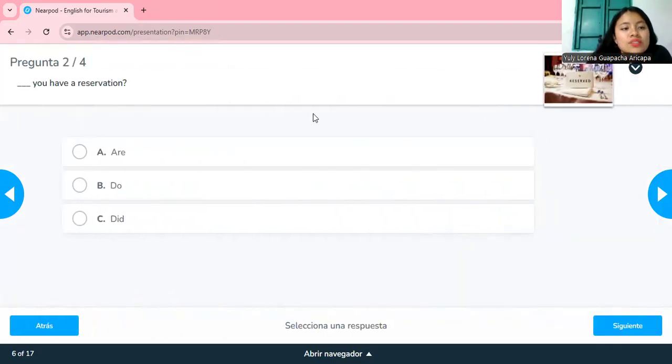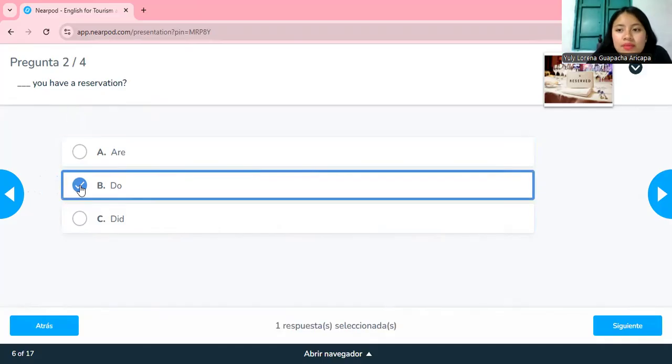Okay. The second question is, "___ you have a reservation?" Option A, are. Option B, do. Option C, did. What do you think? Are you have a reservation? Do you have a reservation? Did you have a reservation? Remember, this activity is about present simple. So the option is do. Do you have a reservation?